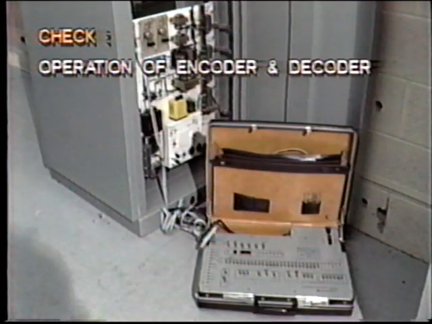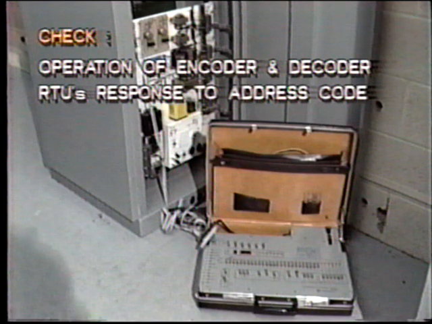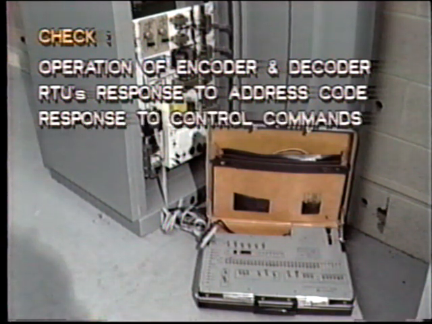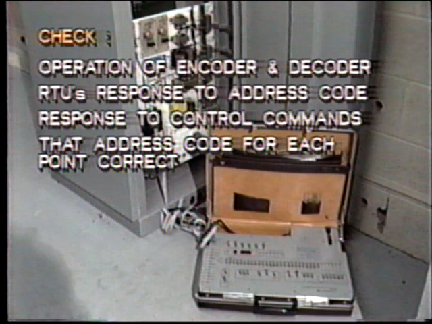For example, to check for correct operation of the encoder and decoder unit: check the RTU's response to its address code. For adjustment, this code is normally set by dip switches on the appropriate printed circuit board. Check the response to control commands injected by the test set. Check that the address code for each equipment point is correct, that is, that output control commands operate the targeted equipment relay.